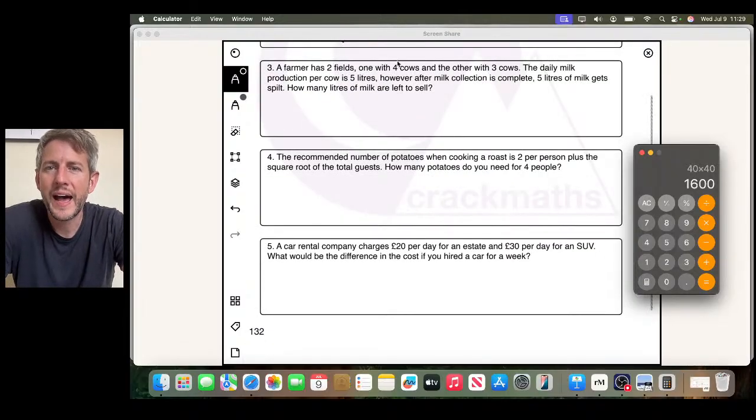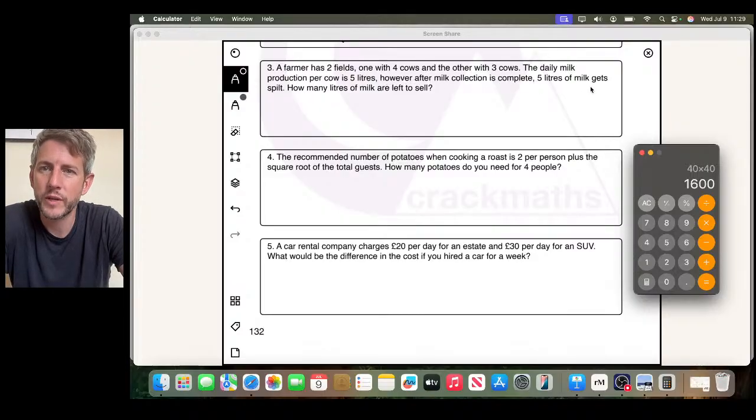Okay, right. Next one we've got here. A farmer has 2 fields, one with 4 cows and the other with 3 cows. The dairy milk production per cow is 5 litres. However, after milk collection is complete, 5 litres of milk gets spilt. How many litres of milk are left to sell? Okay, right. So the farmer has 2 fields, one with 4 cows, one with 3 cows. The daily milk production per cow is 5 litres, and then at the end 5 is spilt.